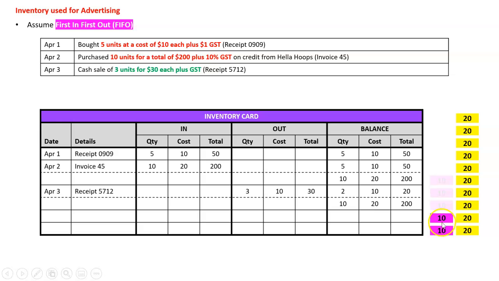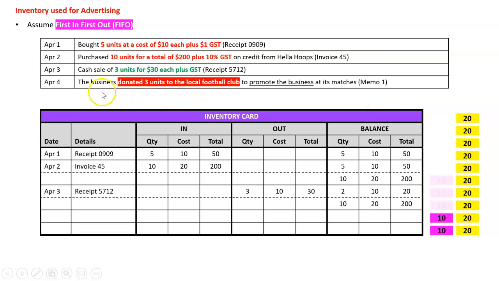What does that leave me? It leaves me 2 at 10 and 10 at 20. That's just an assumption that we're making. And then we've got today's transaction.